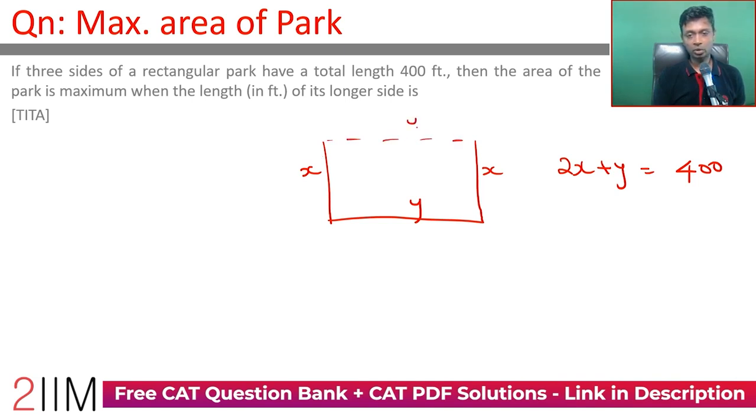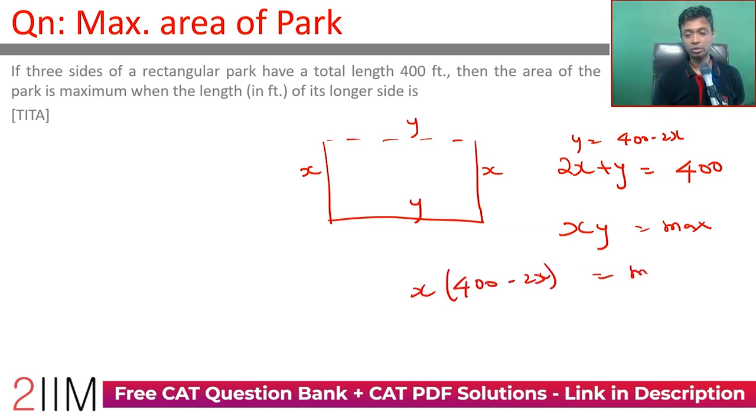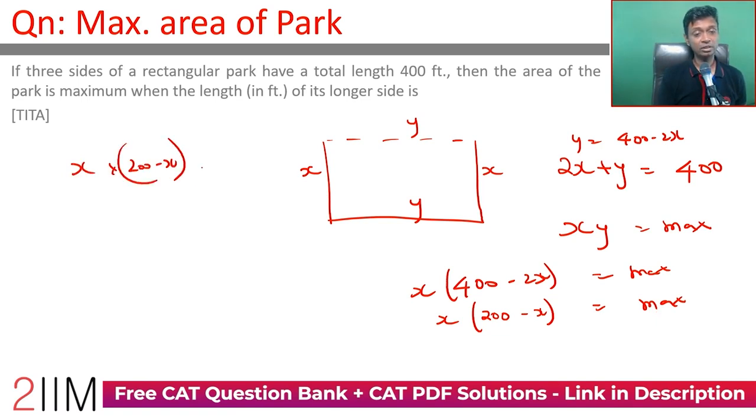The third side should also be x. x into y should be maximum. Right, so y is 400 minus 2x. x into 400 minus 2x should be maximum, or x into 200 minus x should be maximum. When is that maximum? Think about it. x into 200 minus x, that should be maximum.